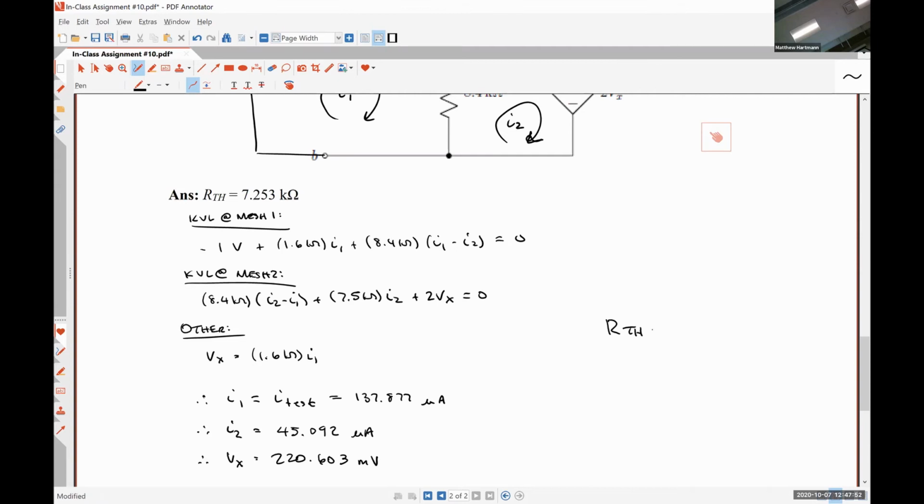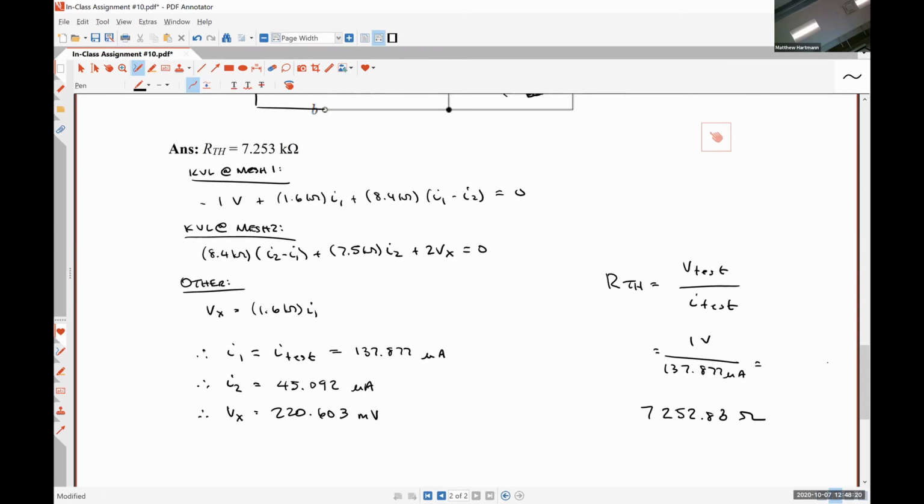R7 is V test divided by I test, which is 1 volt divided by 137.877 microamps. Is 7,252.83 ohms, or 7.253 kilo ohms. We'll get the exact same result.